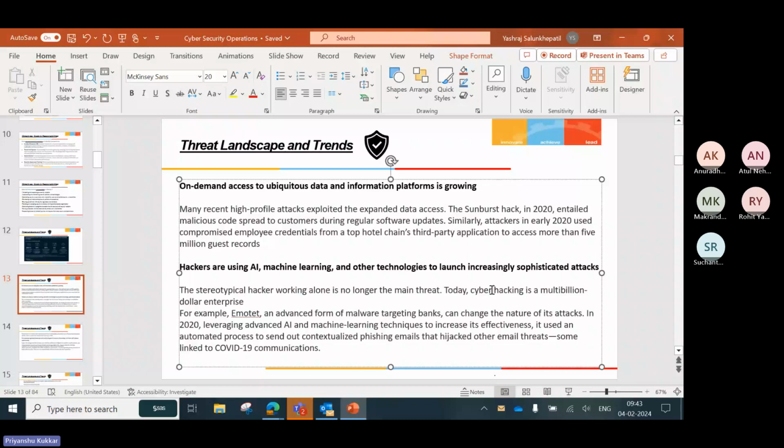And that is why, since it has become more difficult, it is no longer a one man job. It is more of like a team. The most famous of the teams would be the Anonymous group.